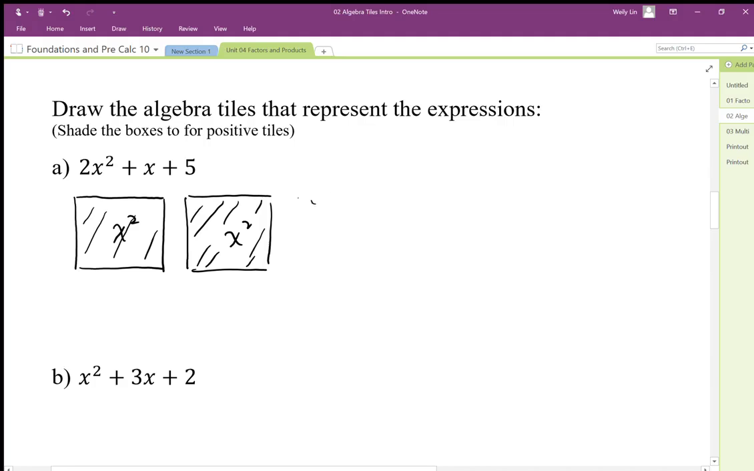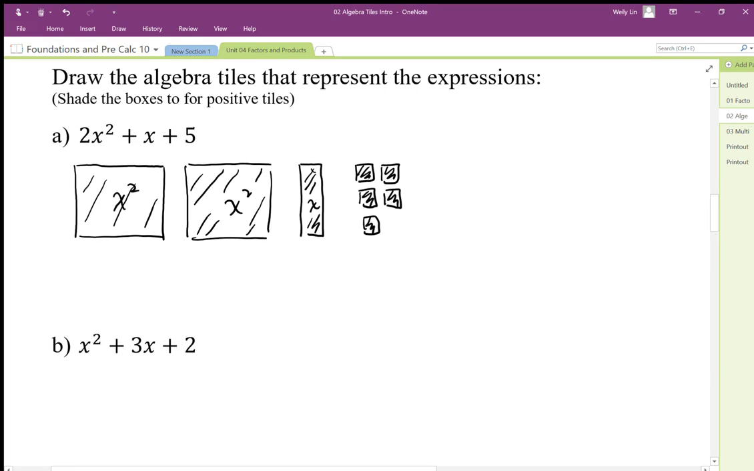We have 1x, so we have to use a different shape for that. We're going to shade that in for positive, and then we have 5 1's tiles. It's a different term, so we need a different shape for that. And then we're going to have 5 of those. Although it says x squared, x, really we're just counting the number of shapes.